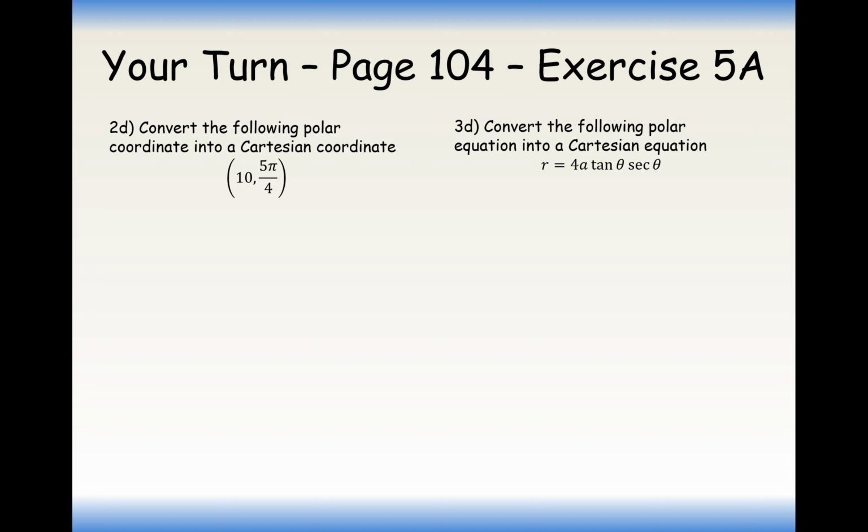Okay, so for the first one here, we want to convert the coordinate into Cartesian coordinates. So in this case here, I'm just going to write x equals 10 times by cos of 5 pi by 4, and y equals 10 sine 5 pi by 4. And I can plug this straight into the calculator, making sure it's in radians mode. 10 cos 5 pi by 4. And I get an answer there of minus 5 root 2.